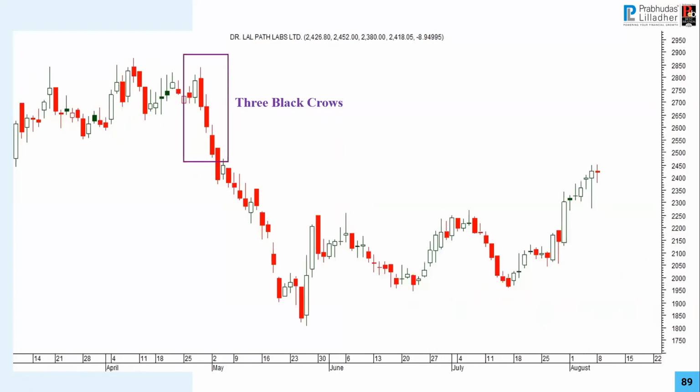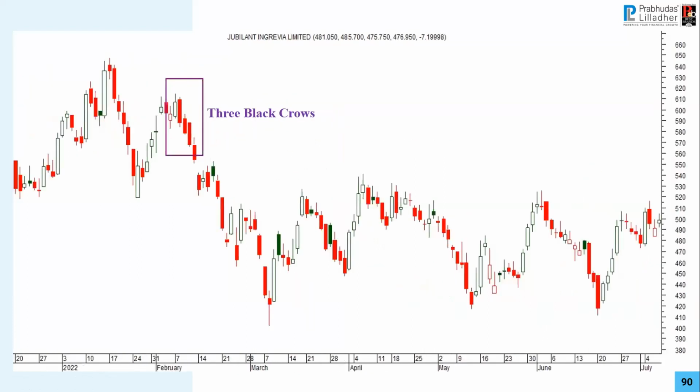Same way in Dr. Lalpath, Jubilant Ingrevia, what we are seeing in the box, what we are projecting as the three black crows, and from there on we see that the downward journey begins.